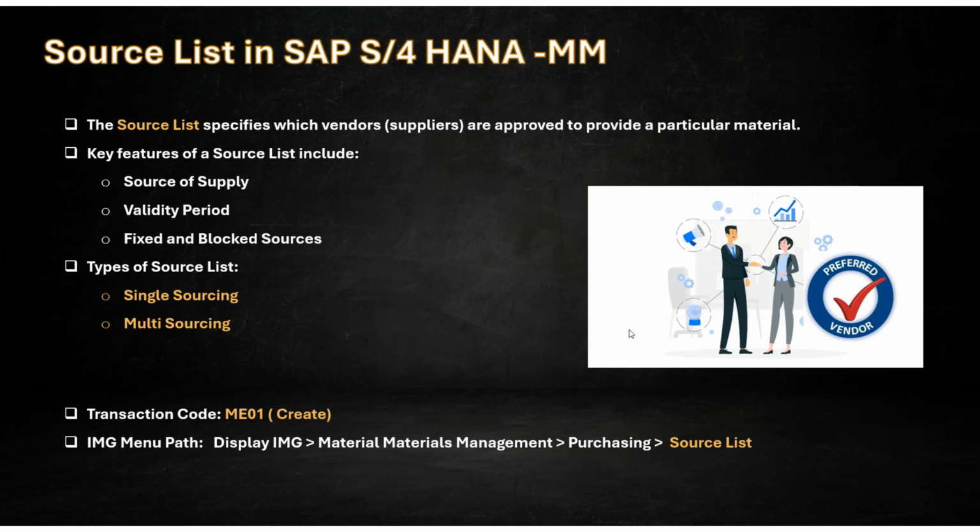Now, multi-sourcing. This approach involves using multiple vendors for the same material to reduce the risk of supply chain disruption. In our case, both Dell and HP might be listed as valid vendors in the source list, giving the purchasing department the flexibility to choose between them. And to create the source list in SAP S/4HANA, we use the transaction code ME01. We can also follow the menu path as follows.